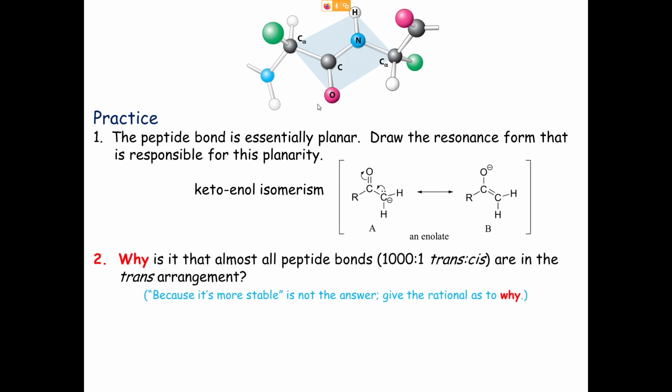Okay? And then I have a question here. Why is it almost all peptide bonds are in the trans arrangement? Remember, this is treated as though it were a double bond, so it could have cis-trans possibilities. Why are almost all peptide bonds, about 1,000 to 1 likelihood, in the trans arrangement? And don't say because it's more stable. That's not the answer I'm looking for. Tell me why it's more stable.